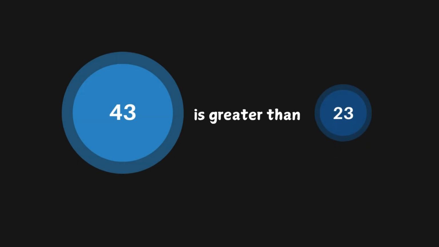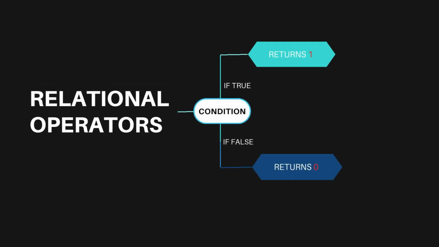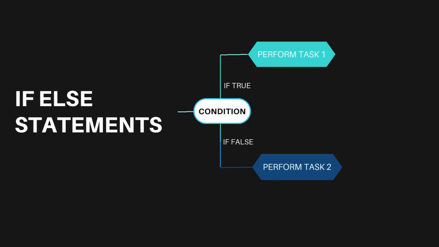Now in the previous case, instead of writing is greater than in words, we can use a symbol or a relational operator, that is greater than, instead of the complete phrase. So now where are we going to use these relational operators? We are going to use these relational operators in if else statements like condition statements. If this relational operator is true, then perform this task. And if the relational operator returns 0, perform this task.